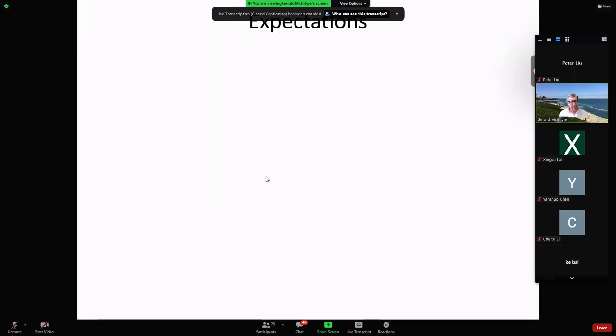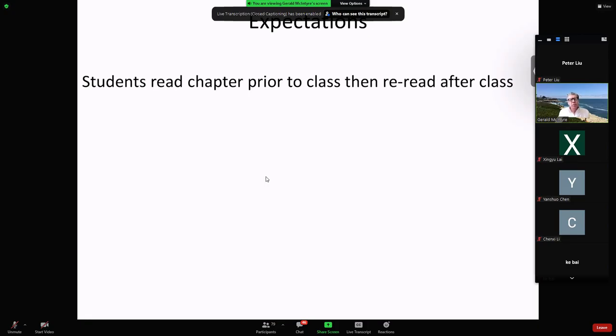Academic expectations for the course. The students must read the chapter prior to class, and then reread after the class. The textbook that we use, by a well-known macroeconomist, Greg Mankiw at Harvard, is, I know students don't believe this, but it is the best written textbook in all of economics. I know that's hard for you to believe, but it is. He has a statement in the preface that every single sentence in the textbook has been reworked for clarity of exposition to be understandable to students.